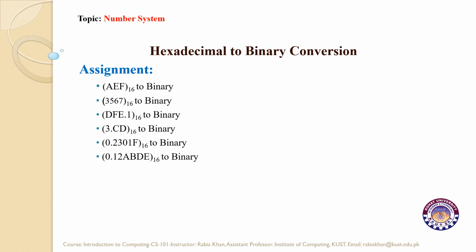This is your assignment. You have to convert the given hexadecimal numbers into their respective binary numbers. I have clarified the complete method with different examples, and I hope the method will now be easy for you to attempt this assignment. The assignment will be uploaded soon on KCMS. You need to attempt the assignment within the due date and upload it on KCMS.